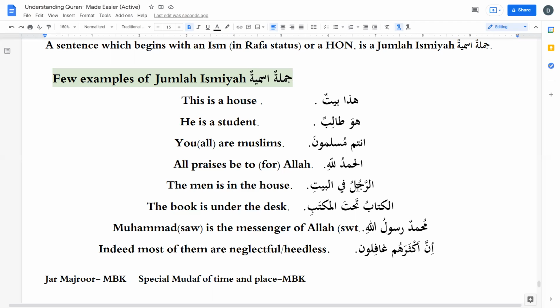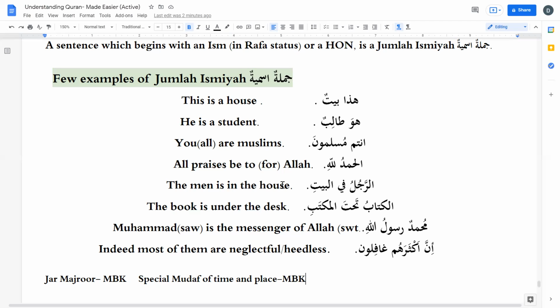Like if this sentence is saying the man is in the house, the khabar could be mawjoodun fil baiti, like the man is there in the house, or the khabar can be waqi'un, the man is standing in the house, right? So it can be any khabar which is hidden or mahzoof over here.